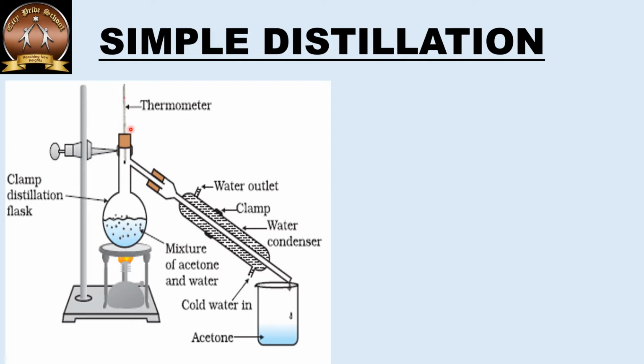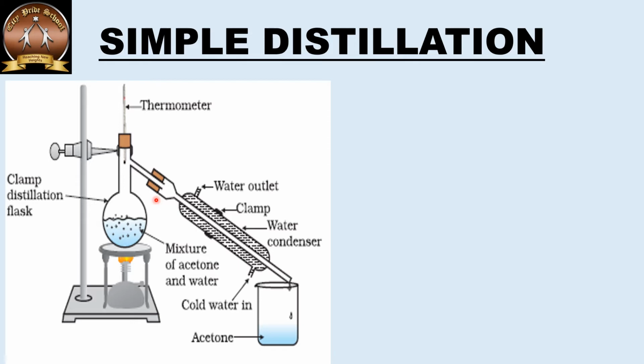Here is a thermometer. The round bottom flask is corked at the top with a rubber cork, and it has one opening through which the thermometer is inserted. The thermometer is used to record the temperature of the vapor that arises after heating the round bottom flask, which contains the mixture to be separated. This is a condenser. This condenser was first invented by the scientist Liebig, so it is also called the Liebig condenser.